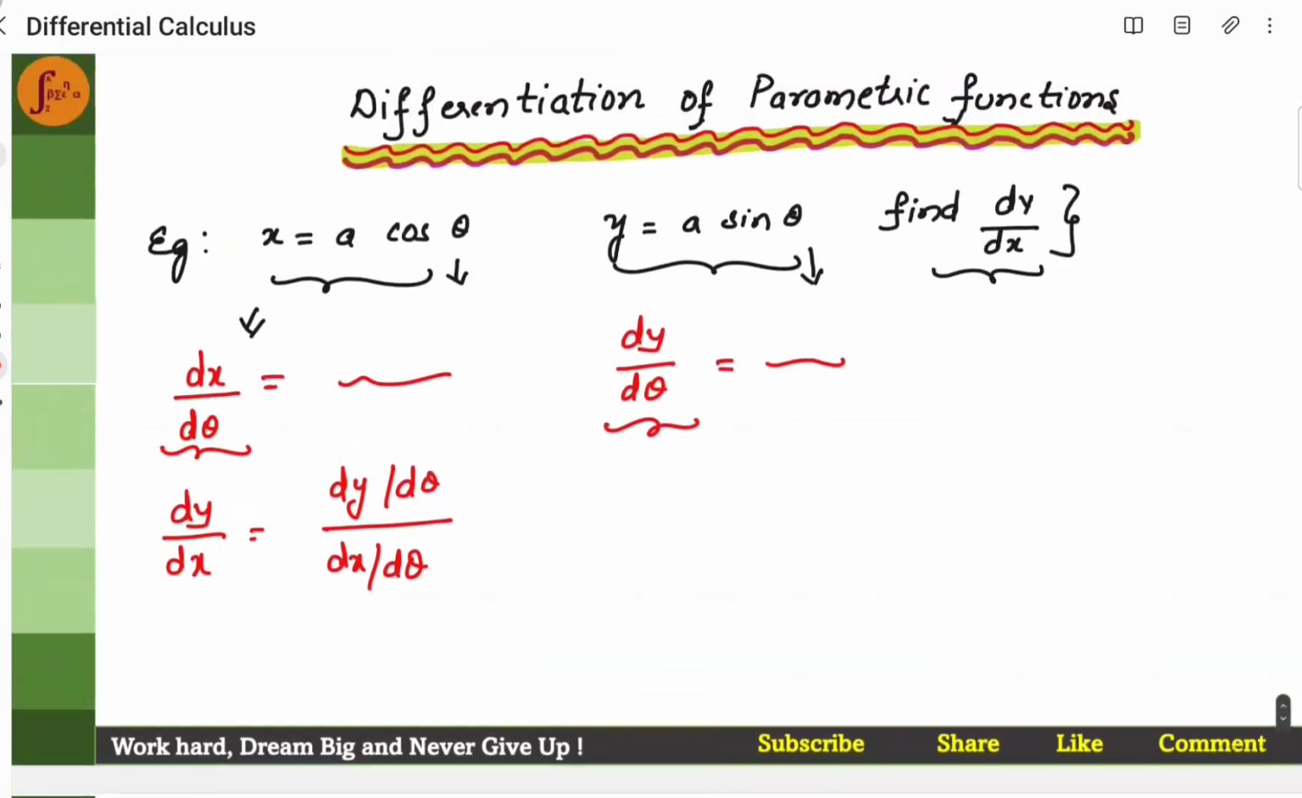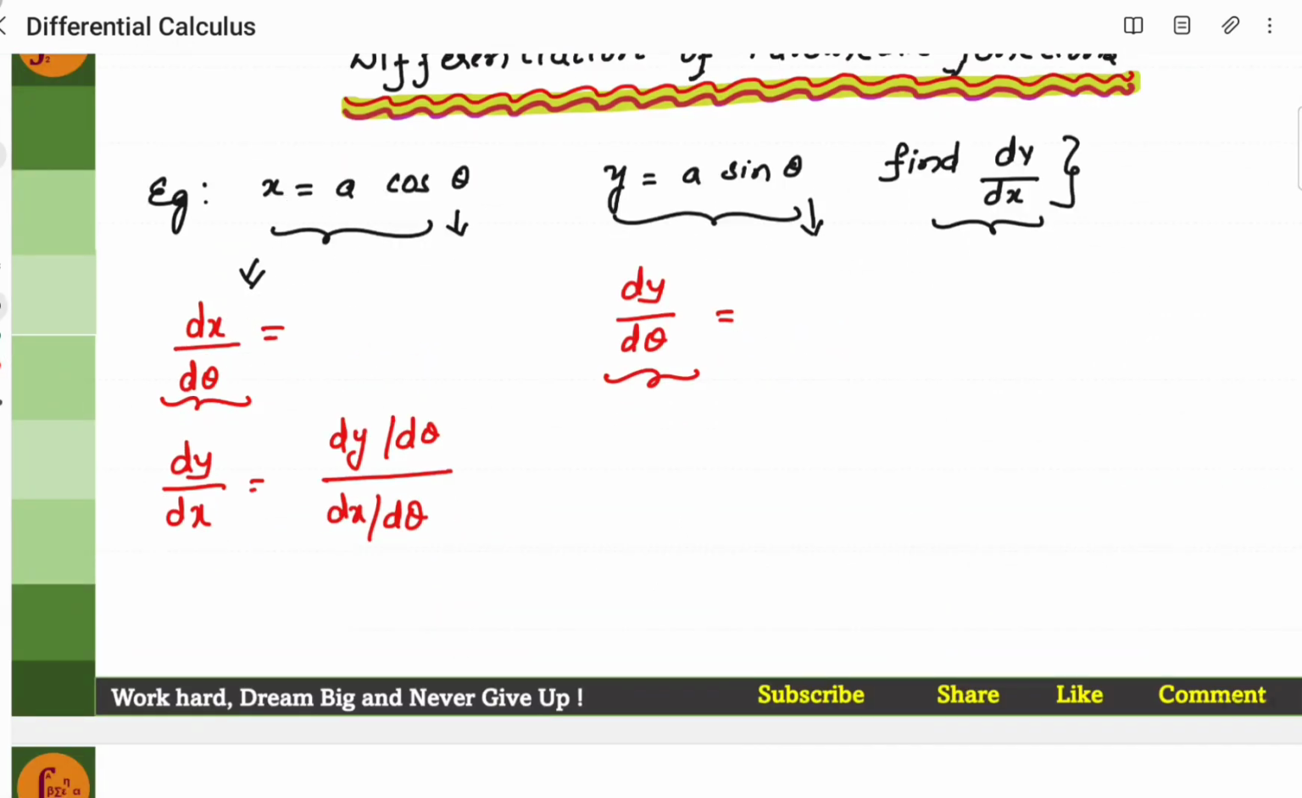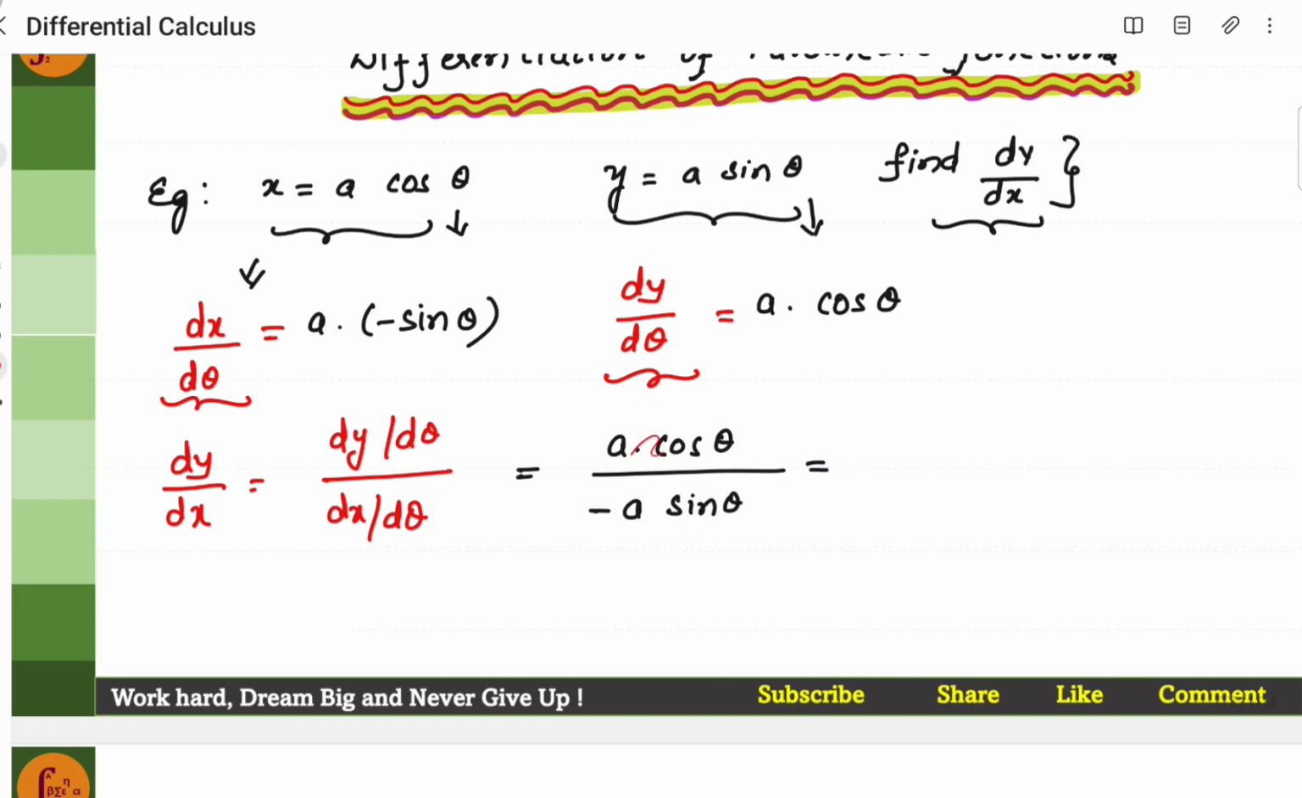So let's work this out. dx by d theta is, a is a constant. What is the derivative of cos theta? It is minus sine theta. Similarly here, a is a constant. What is the derivative of sine theta? It is cos theta. Now we'll divide this a cos theta, that is dy by d theta, by dx by d theta. Here it is minus a sine theta. So a and a will get cancelled. We'll get minus cot theta. Cos by sine is cot theta. So this is dy by dx.